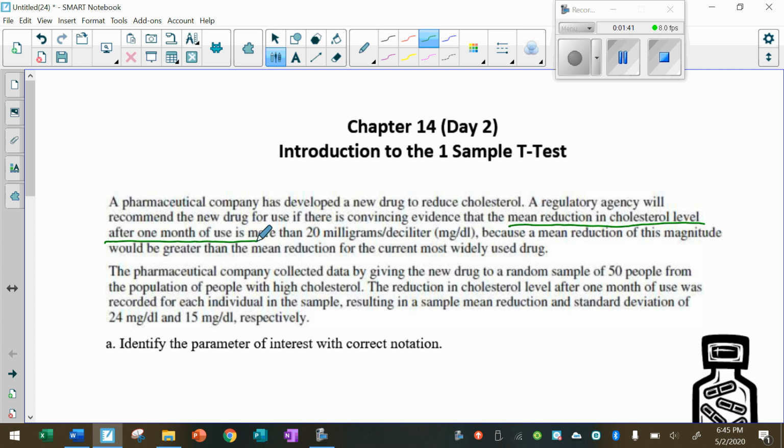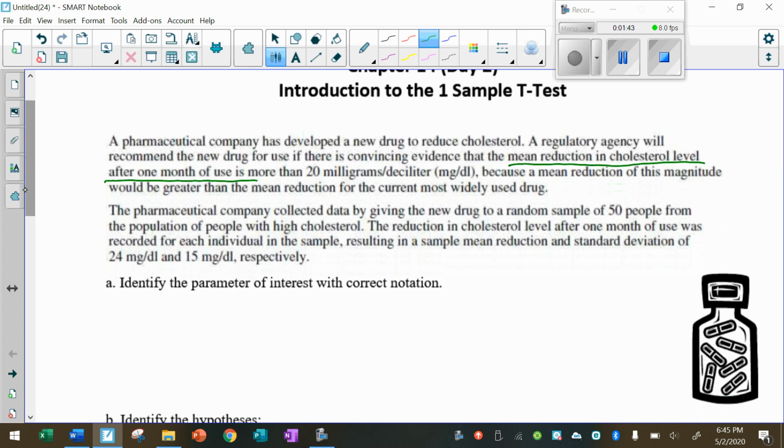All right. So the first thing we do with any test, whether it's a one proportion z-test or a one sample t-test, is we identify our parameter of interest. Now, with the one proportion z-test, we would say p equals, because it represented the true proportion. That's where the p comes from. It's the true proportion. But now, since we're talking about means, we're going to identify the parameter as mu.